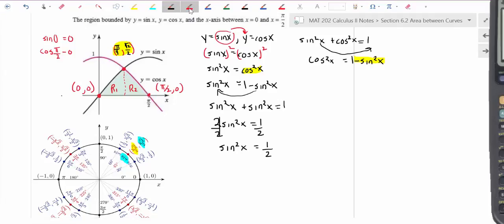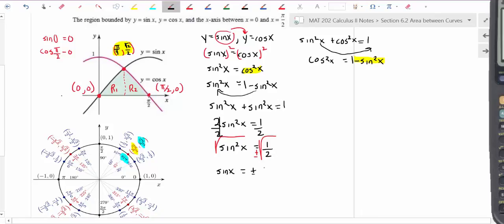Then I can do a square root. You have to remember to have the plus or minus there. So I'd end up having sine of x is equal to plus or minus square root of 1 over 2. And that's really plus or minus 1 over square root of 2. If you rationalize that denominator, you're going to get plus or minus square root of 2 over 2.